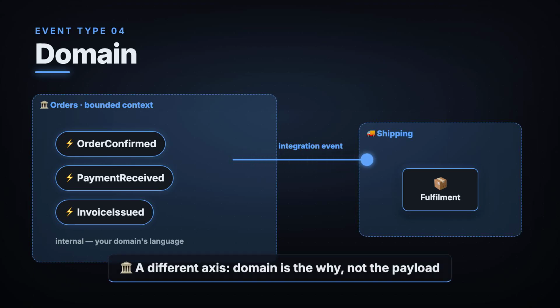So domain sits on a different axis. It still has to be shipped somehow, as a notification, as carried state, or as a delta. Keep your internal language private, and expose a clean, stable event at the border.